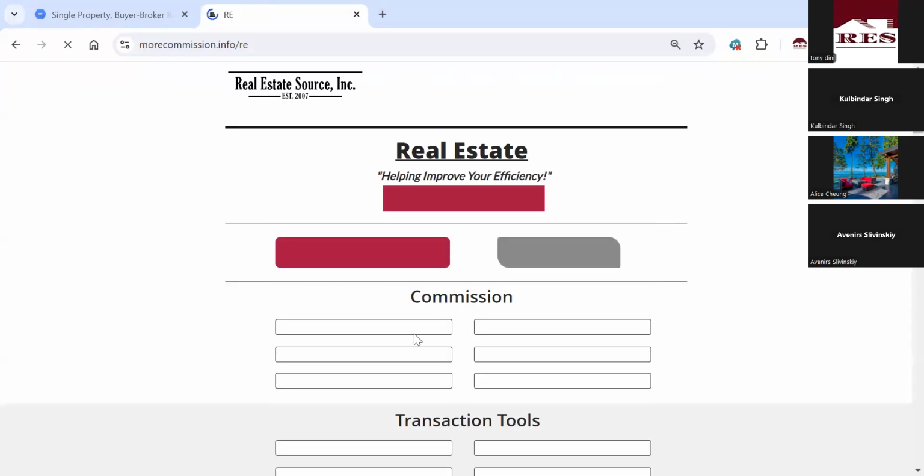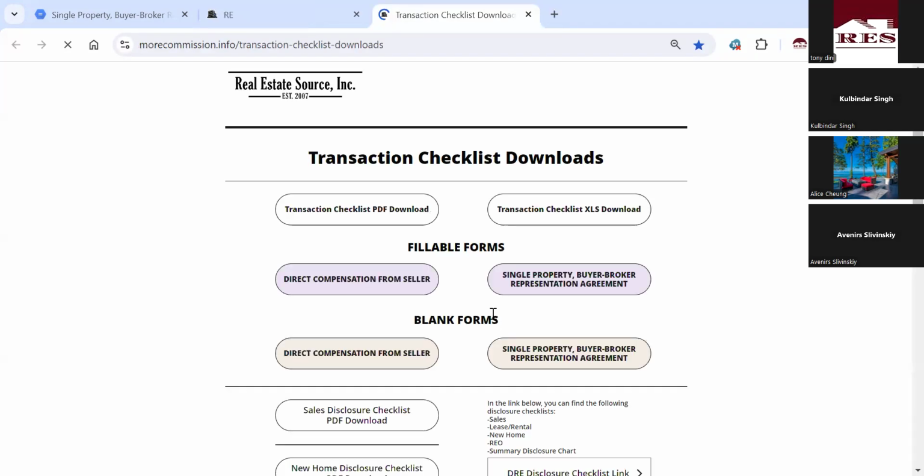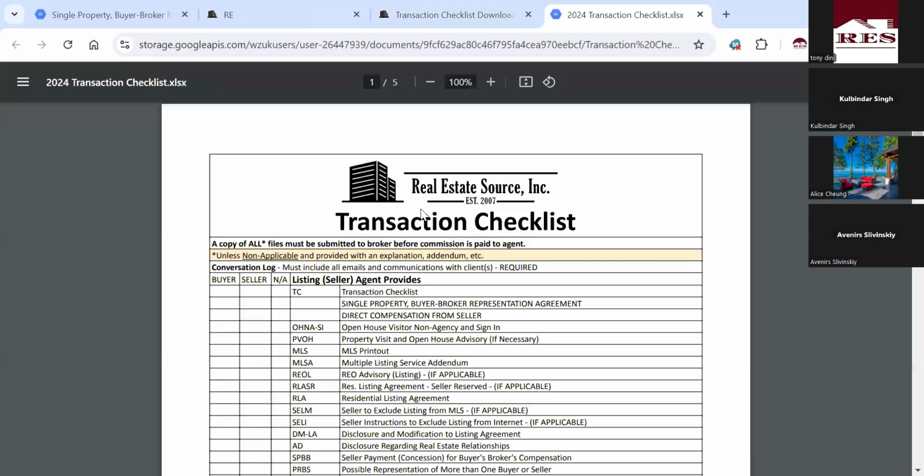If there aren't too many questions, I wanted to just touch base on what I went over. Again, some of the key things: you cannot show any properties. You cannot open the door to show anything without your buyer representation agreement. It cannot be for $0. Your minimum is $595, and it cannot be open-ended. It can't be whatever the seller is offering. If the seller is giving this, then that has to be a clear percentage, a clear dollar amount. So that's very important.